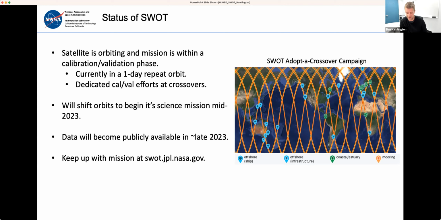So again, some of the data is being collected now, but given all the work that needs to be done in advance of the public release, we're looking at a late 2023 release. You can keep up with the mission at swot.jpl.nasa.gov. There's a lot of updates that are being pushed there, and you can check on the latest status.